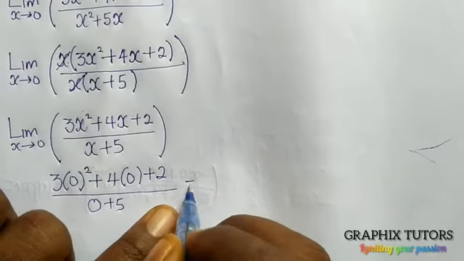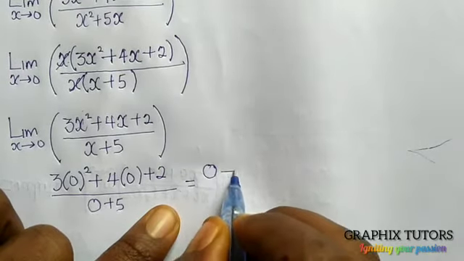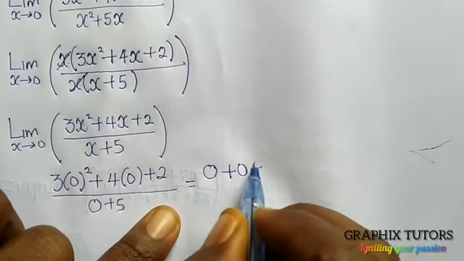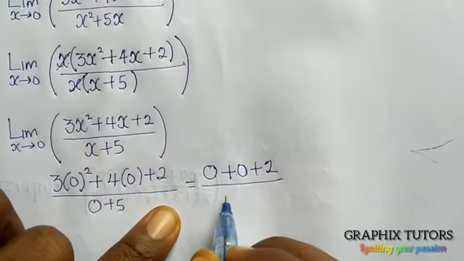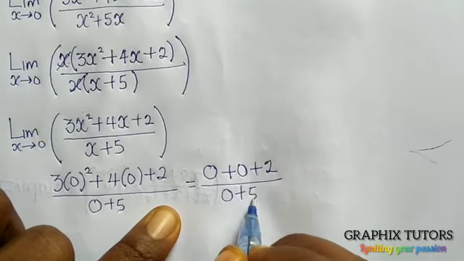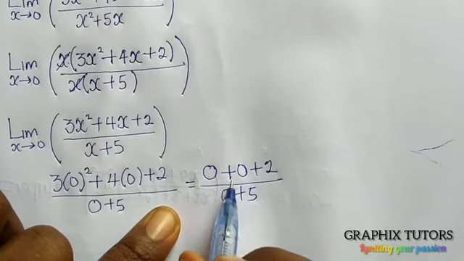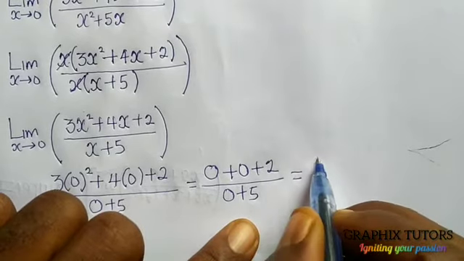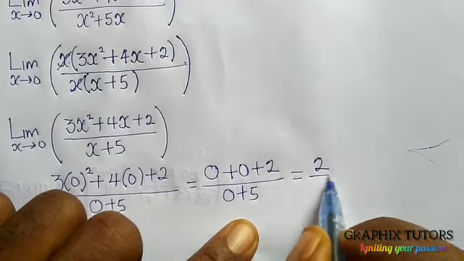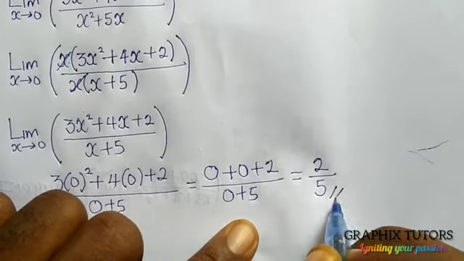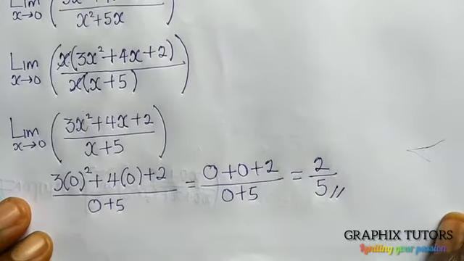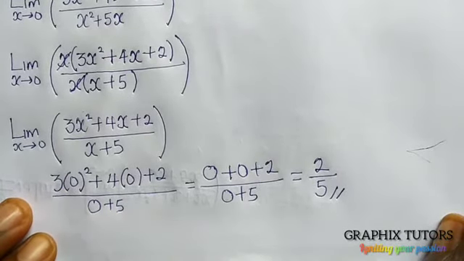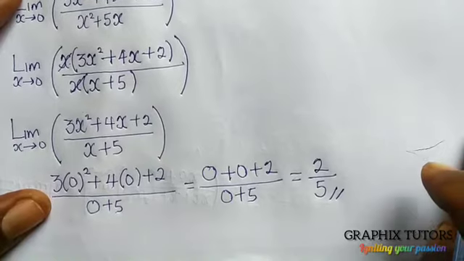So in the long run, we're going to be having 0 plus 0 plus 2 all over 0 plus 5. And 0 plus 0 is 0, and 0 plus any finite number will give you what? That finite number. So we have 2 all over 5. So my answer is 2 over 5.